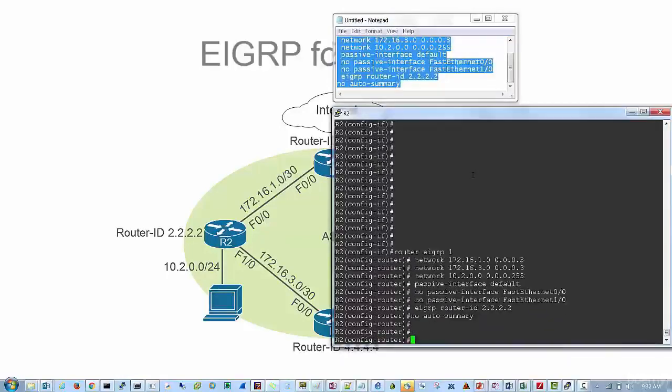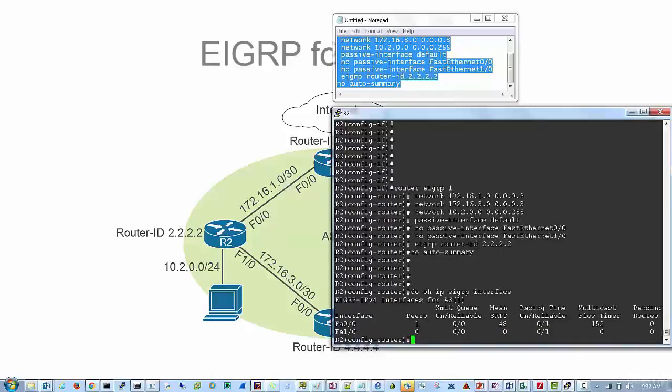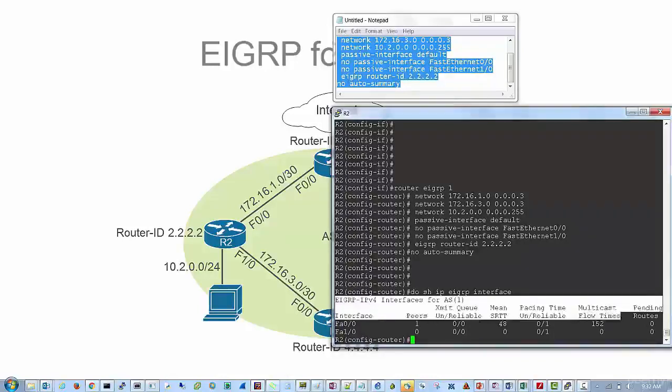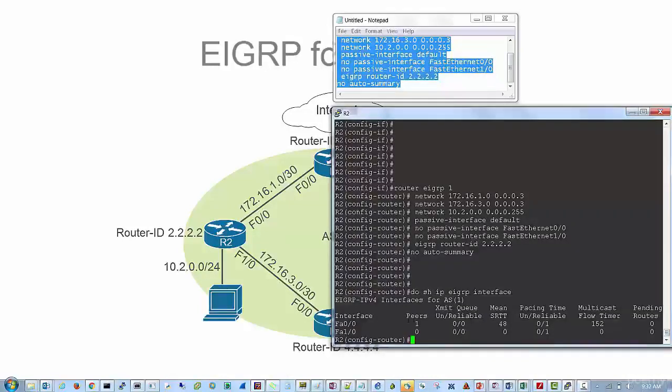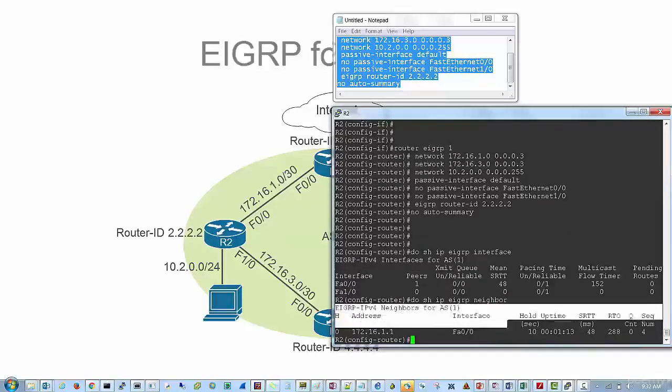Paste in our R2 script. Run our verification command of show ip eigrp interface. And we see we have two interfaces enabled for EIGRP. And we have a peer off of the F0/0 interface, which if we run the command show ip eigrp neighbor, we see that we have a peering to the R1 router, just like we wanted.